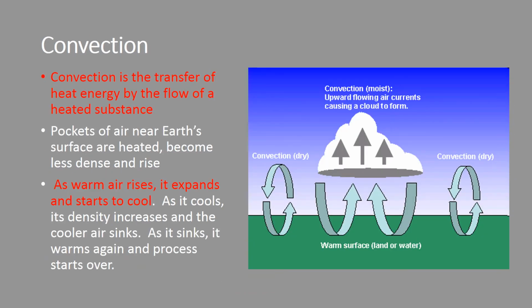But convection is when heat energy is transferred by the flow of the heated substance. So pockets of air near Earth's surface are heated and become less dense. In other words, as warm air rises, it expands and starts to cool. And it cools, the density increases, and the cooler air sinks. So it comes down again. As the warm air is rising, it has to expand, and this is why as it cools, the density increases.